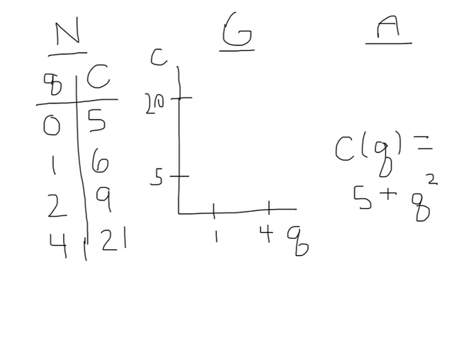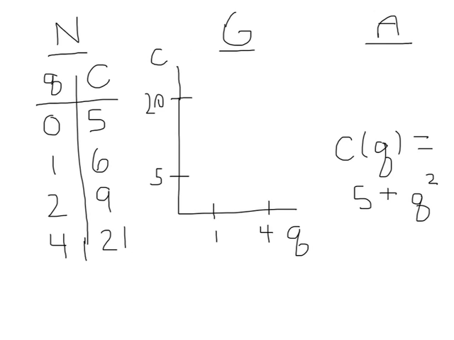There's three ways to look at costs. There's the numerical. We can make a table and look at the cost of manufacturing 0 units, 1 unit, 2 units, and we can just read off the table. If we don't make any units, our cost is 5. If we make 1 unit, our cost is 6. If we make 2 units, our cost is 9.